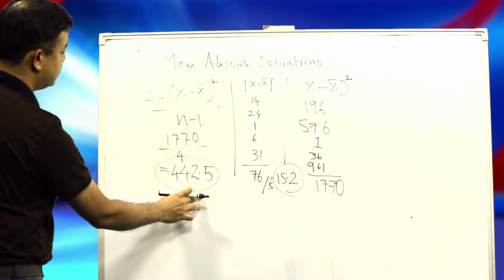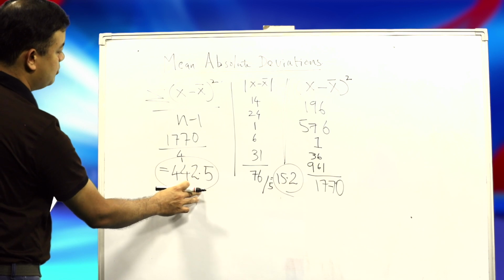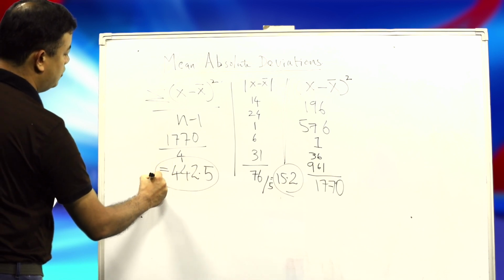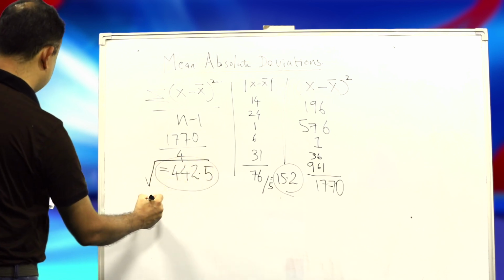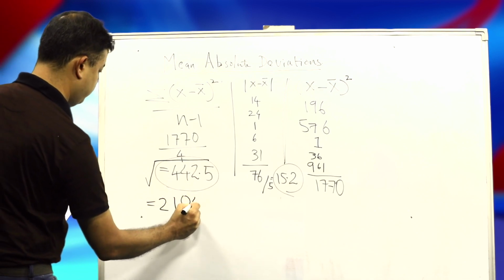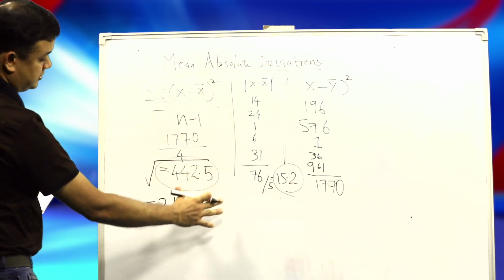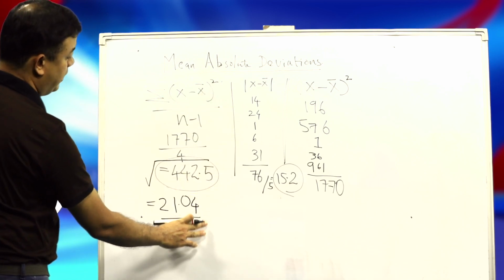So this is the variance, and I have already told you the standard deviation is the square root of this value. So simply take the square root of this value. So that comes to be 21.04. This is the standard deviation of this data set. So the calculation of standard deviation is very simple.